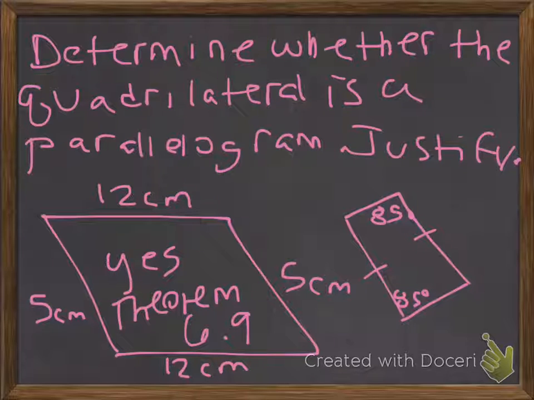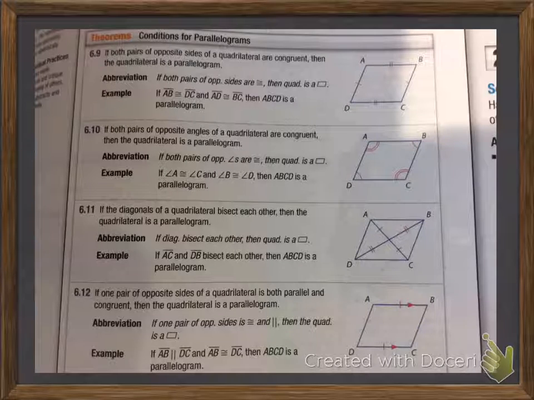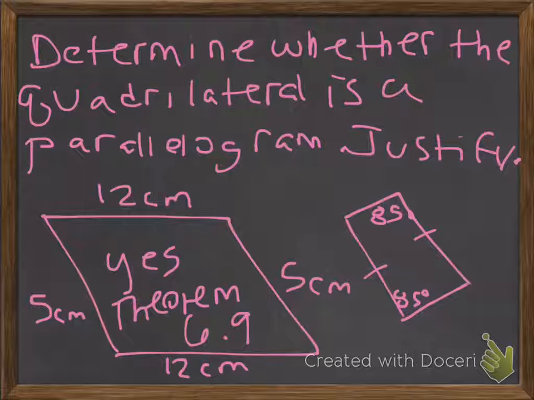Now the second parallelogram has one pair of opposite sides congruent, but then one pair of opposite angles congruent. So if we look at the theorems, we need both pairs of opposite angles or both pairs of opposite sides to be congruent. So this doesn't give us enough information, so we would say no, because none of the tests for the parallelograms would be fulfilled here.